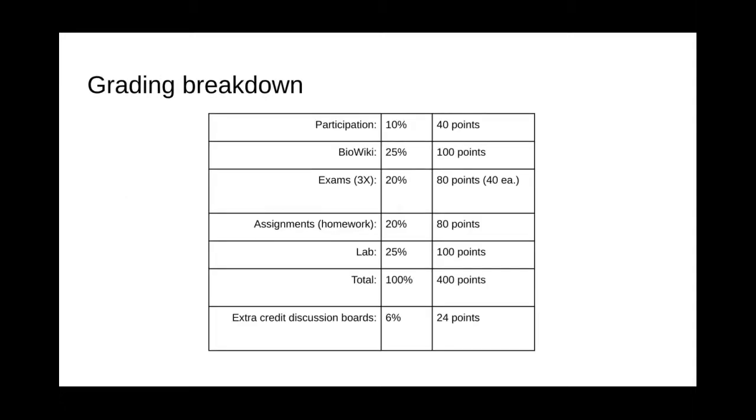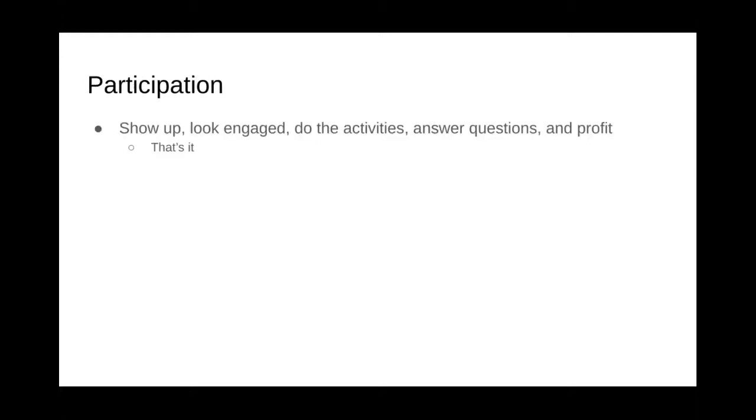In terms of how you're going to be graded, it's a pretty diverse set of topics in terms of how you will be assessed. We have participation, a Wikipedia article, exams, homework, lab, and then you have the potential for some extra credit points. You'll notice that the course is out of 400 points. The single largest categories are going to be your Biowiki, which we'll talk about, as well as your laboratory grade. Those two account for 50% of your overall grade. So let's dive into what I mean by all these things.